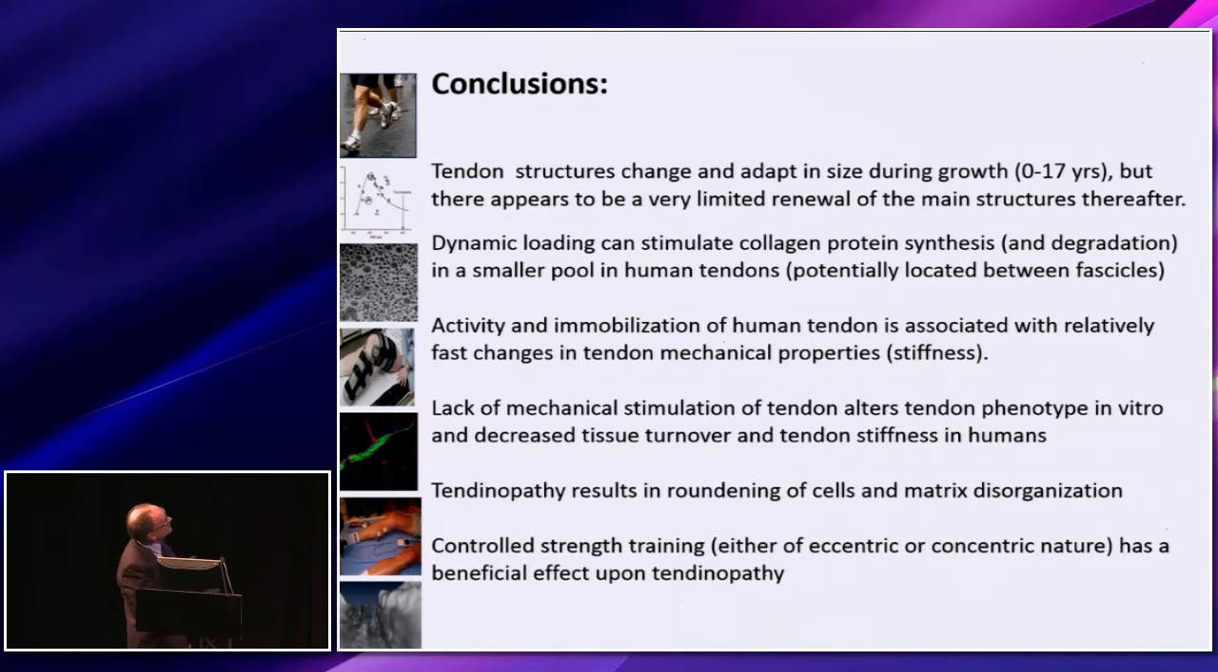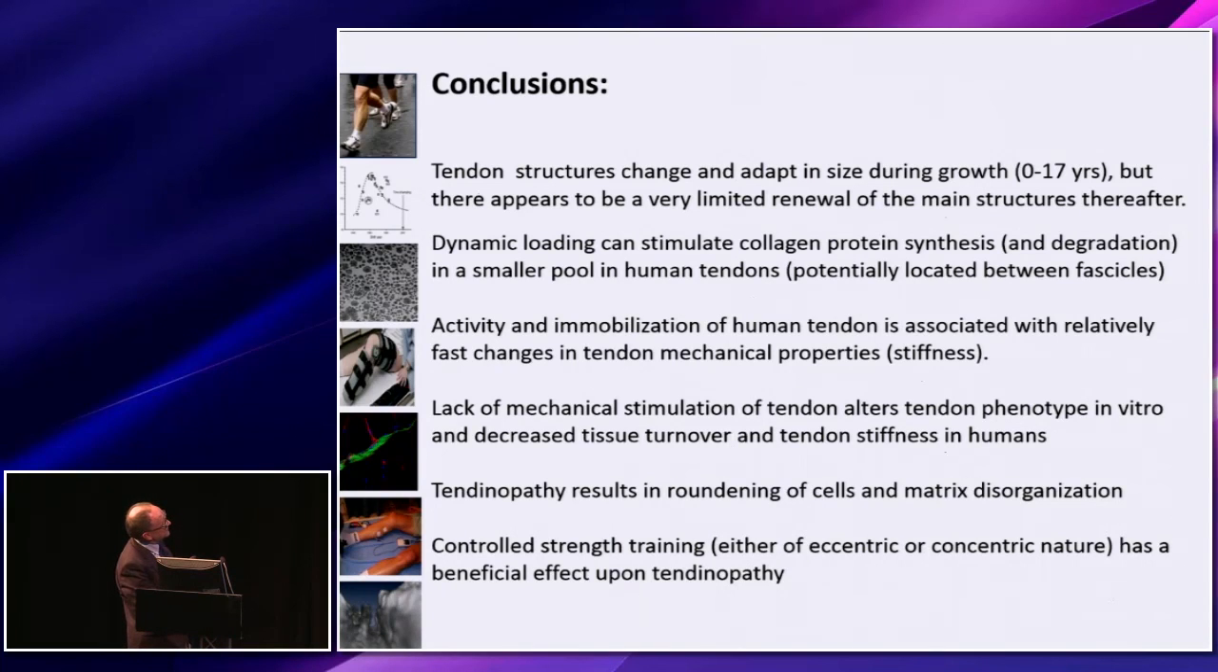So to conclude, tendon structure changes and adapts in size early in age, which could emphasize why you should do training at an early stage if you want to use the tendon a lot later on, but there appears to be a very limited renewal of the main structures. Dynamic loading can stimulate collagen protein synthesis and degradation in a smaller pool in human tendons, potentially located between fascicles, but that needs to be shown there.